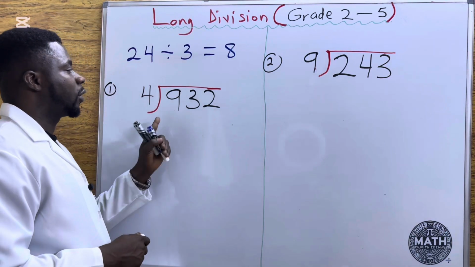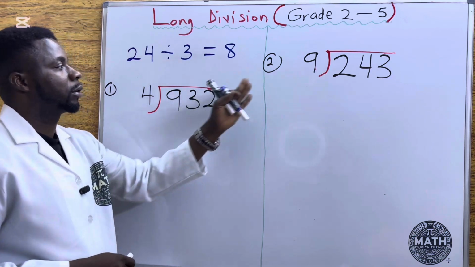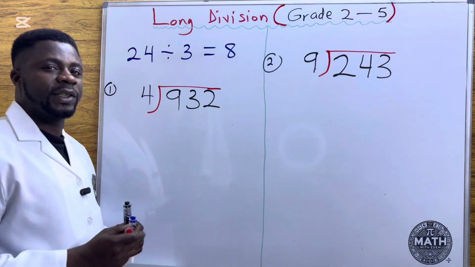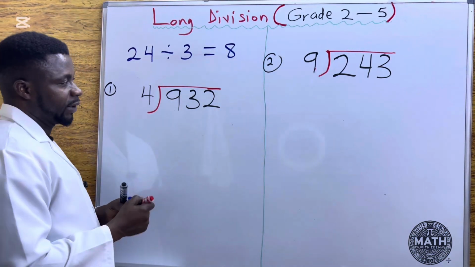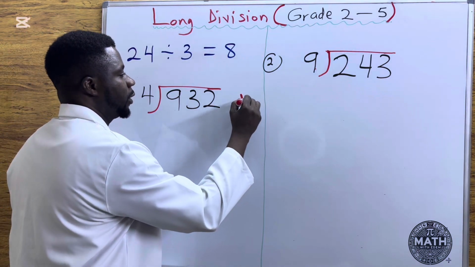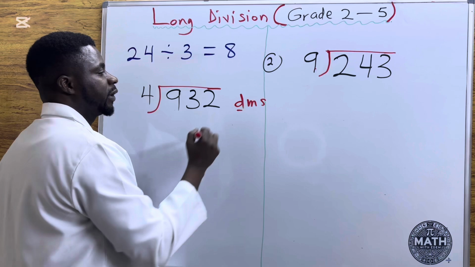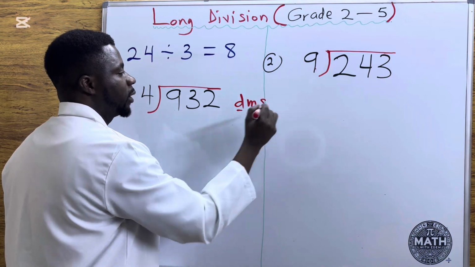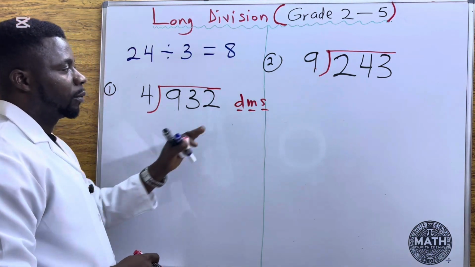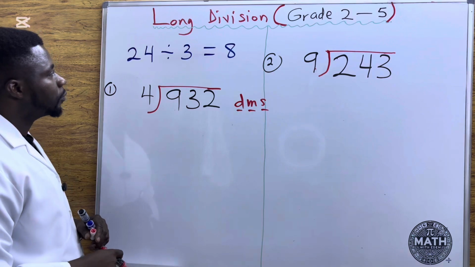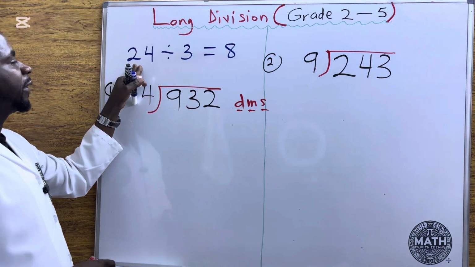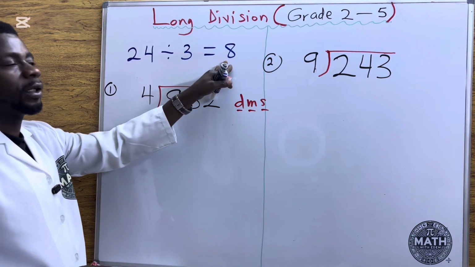Let us solve these long division problems using three basic steps. So the steps are DMS. That is divide, multiply, and subtract. Before we do that, we have 24 divided by 3 equals 8.